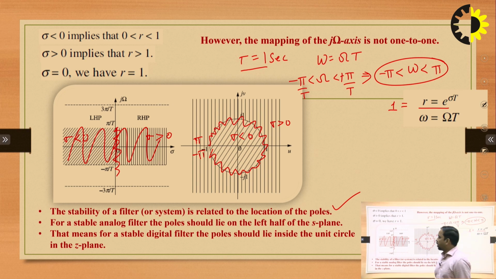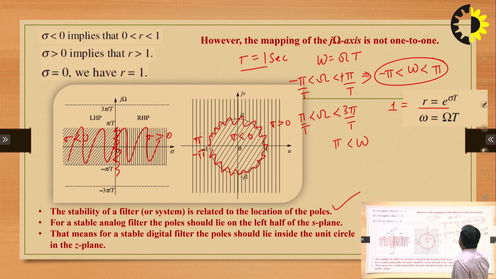Now what next? If Omega is between pi by t and 3 pi by t, what are we getting? We are getting omega between pi and 3 pi. So this is pi, this is 2 pi, and again this is 3 pi. So again we are at the same point. It means we are moving again in the minus pi to pi region, whereas in analog domain we are moving from pi by t to 3 pi by t.